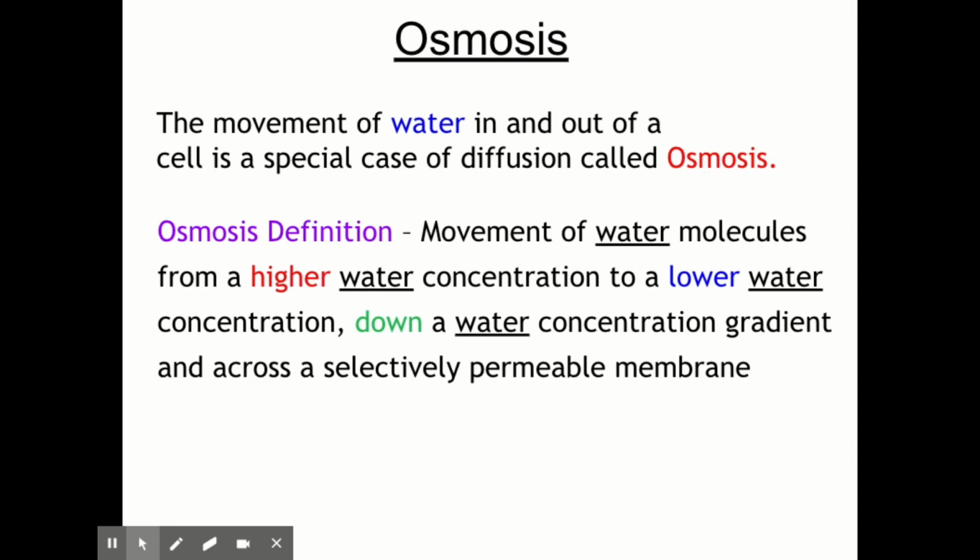So osmosis is the movement of water molecules from a higher water concentration to a lower water concentration down a water concentration gradient. And then at the end, we also add in, and remember that this is across a selectively permeable membrane. So remember, selectively permeable means the membrane only lets certain small molecules through, like water.